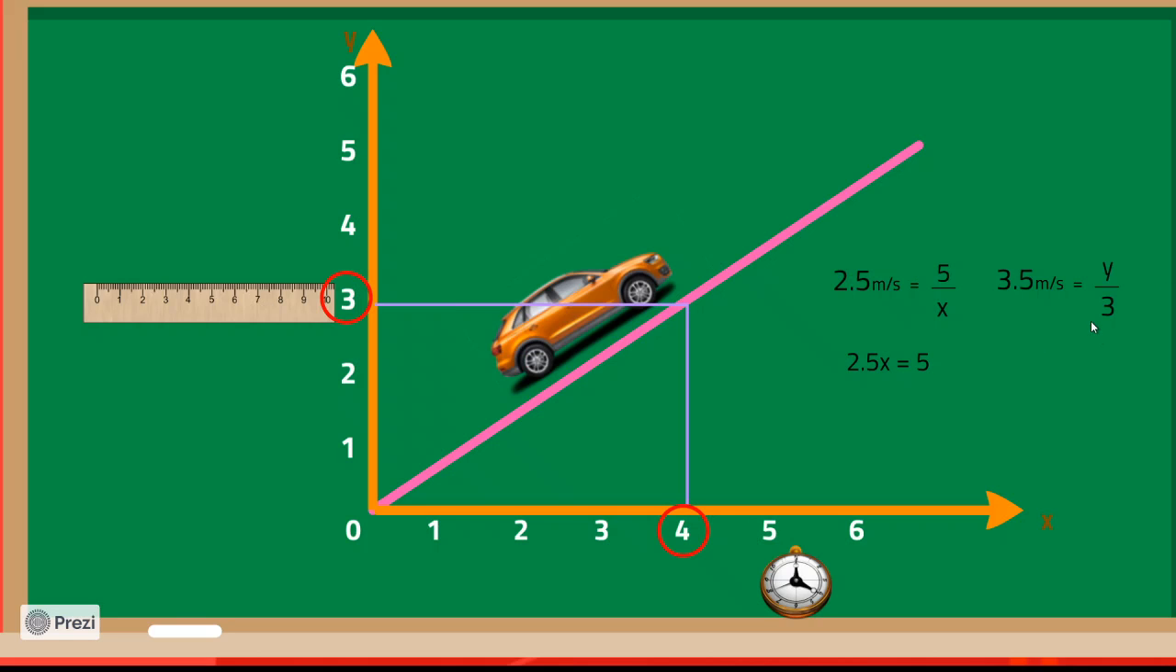So it will be cross multiplying, 3.5 into 3 is equal to y. Okay, now let me write this equation in a different way. So it will be 2.5x minus 5 is equal to, I just move the 5 to the left, so 2.5x minus 5 is equal to 0. The other one I can write as y minus 10.5 is equal to 0. Perfect.